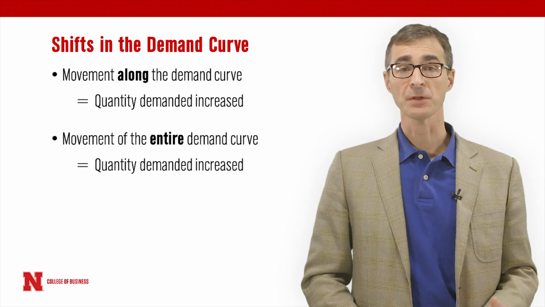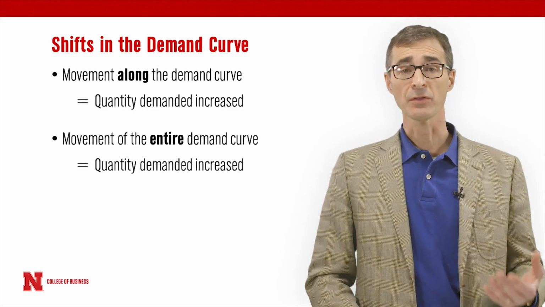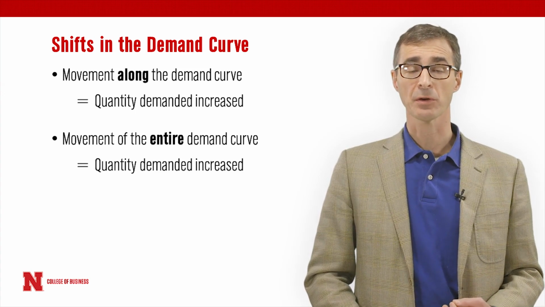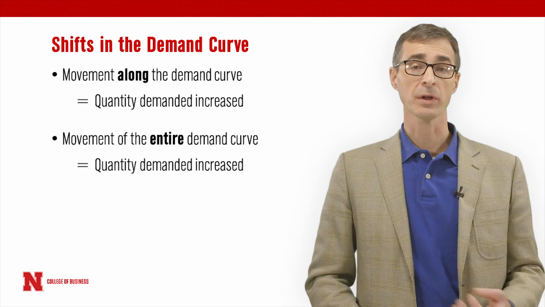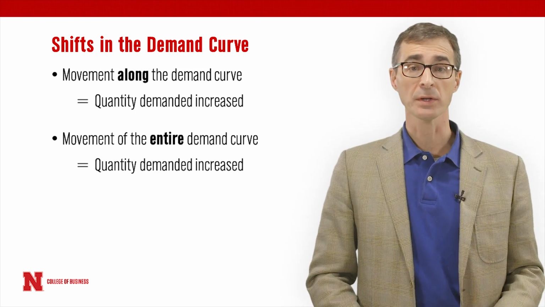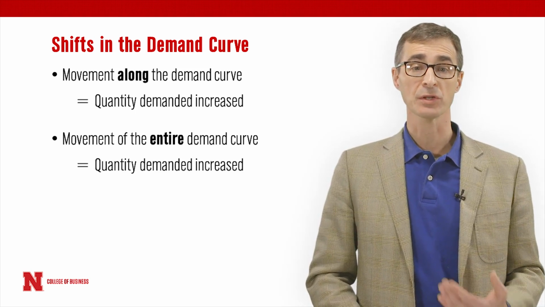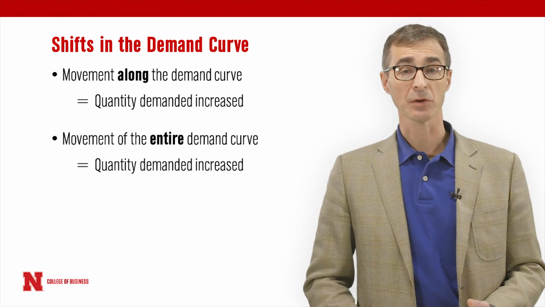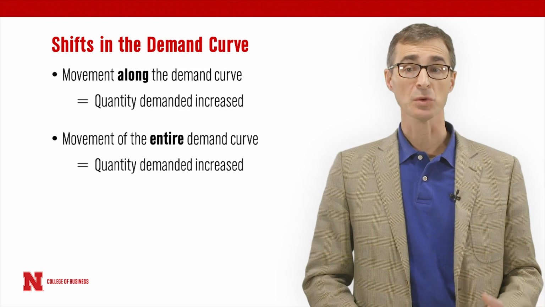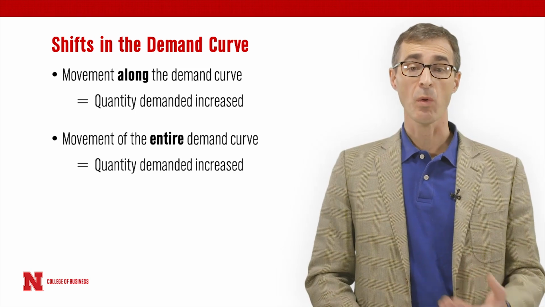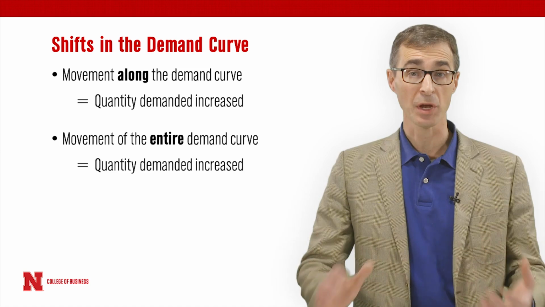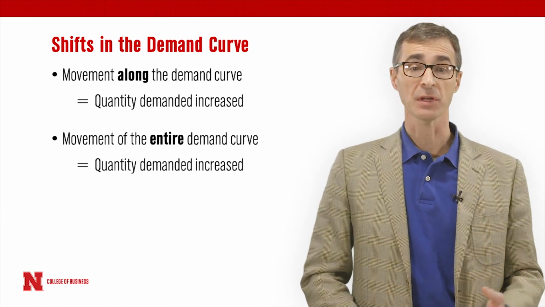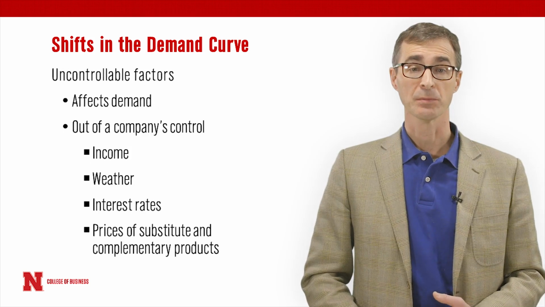We're going to see that a shift in the demand curve is different from a movement along the demand curve. A movement along the demand curve describes a change, an increase or decrease, in the quantity demanded in response to a change in the price. In contrast, a movement of the entire demand curve illustrates a change in the demand, or the number of units purchased at any given price, and will be illustrated with a shift in the demand curve.